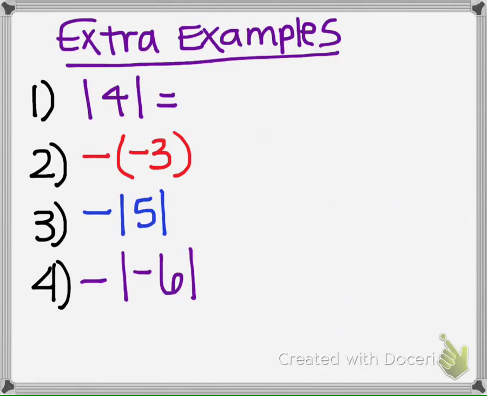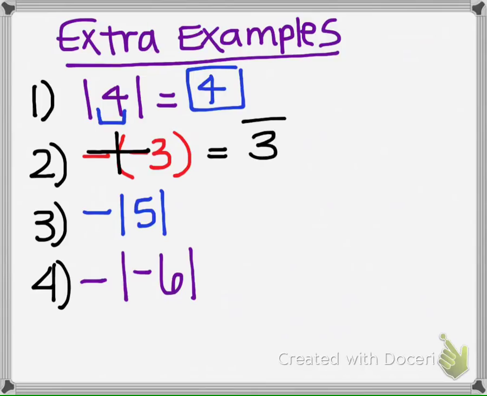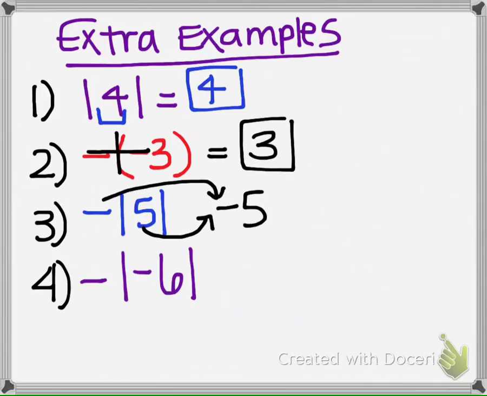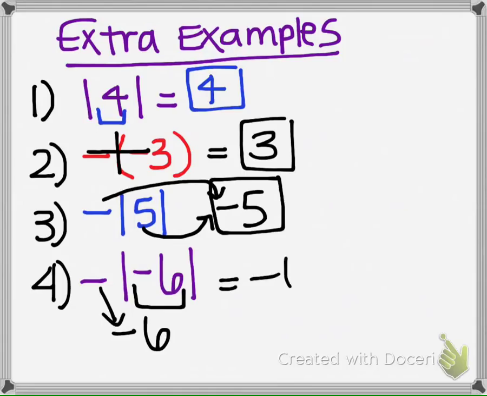Okay, so now I'm going to go ahead and give you the answers so you could see if you got these 4 problems right. So the distance of 4, that is 4, so you should have gotten 4 for number 1. Number 2, this is saying the opposite of negative 3, so that would equal 3. And this one, the distance of 5 from 0 is 5, but then this negative is going to be brought over, so you would have negative 5. And then here we would do the absolute value of negative 6 is 6, and then this gets brought over, so we would get negative 6 for that one.